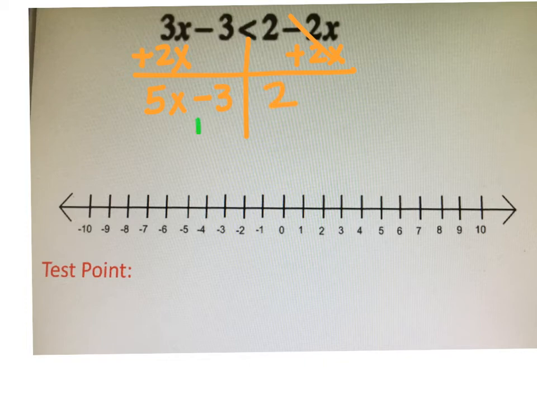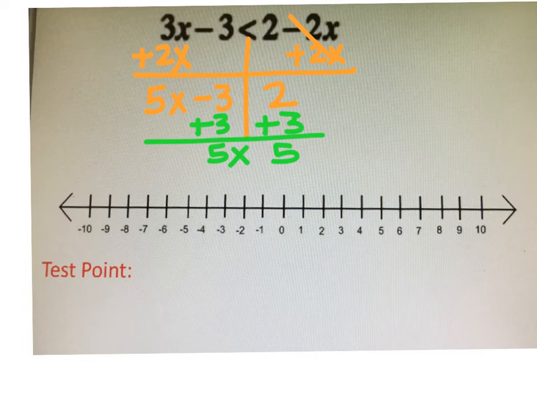My next step, I'm going to add 3 to both sides. I end up with 5x and 5. And then my last step is to divide by 5. So I end up with x and 1. What I know about that is that that's where I'm going to put my point. So I'm going to come down here and put a dot at 1. And notice I left it open this time because it was just a less than symbol. So that's my boundary point.